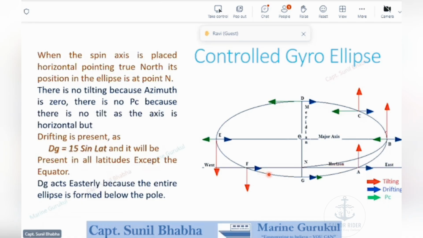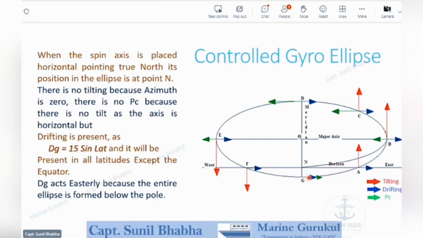So as we go below the horizon with a downward tilt, we have easterly precession, we have easterly drifting, and at point Golf, where the laser pointer is right now, you see both these forces, that is drifting as well as control precession, acting in the easterly direction. They quickly pull the spin axis to east of the meridian. So both of these forces, the drifting as well as the control precession acting in the easterly direction, pull the spin axis to east of the meridian.